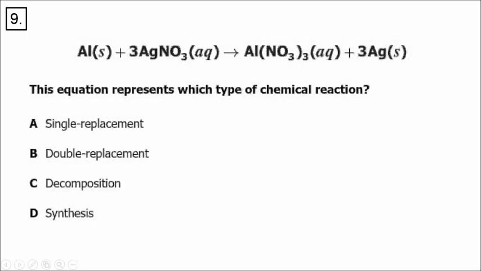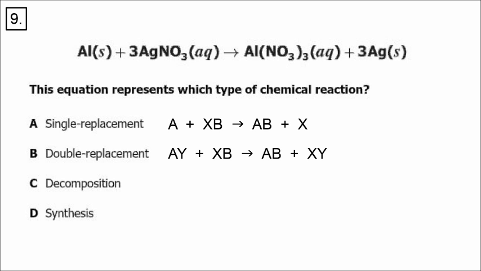Number 9 is another example of them giving us a chemical reaction, and we have to classify it as synthesis or decomposition or another type. So single replacement represents an element plus a compound, and then we get a new element and a new compound. So one element replaces another. As we saw earlier, double replacement is when they both switch partners. So we have 2 compounds. We produce 2 new compounds.